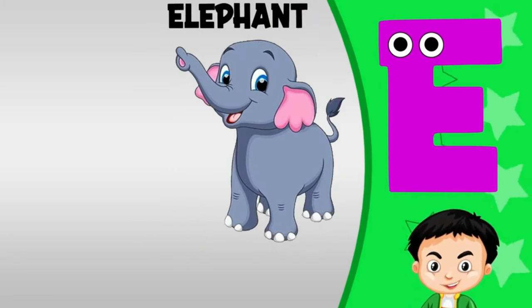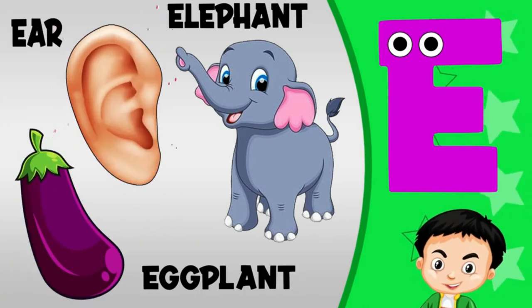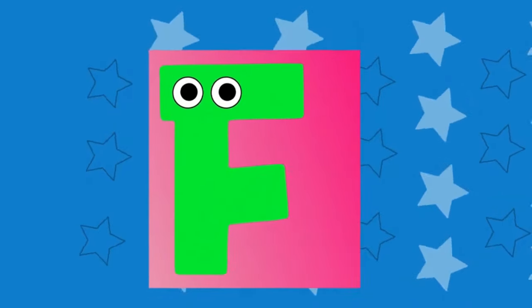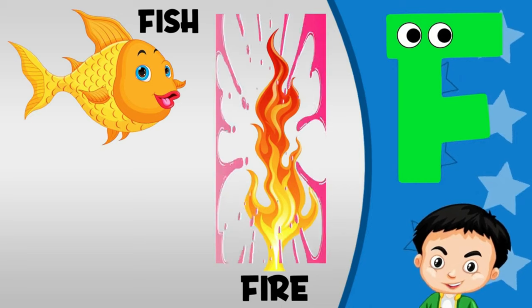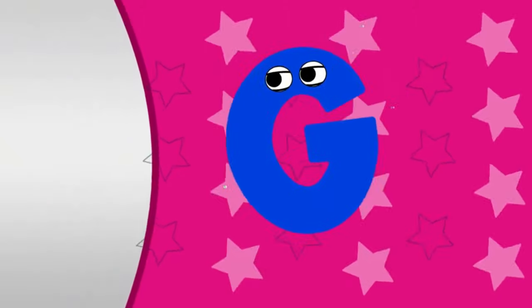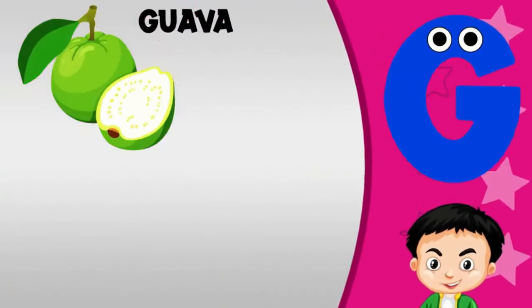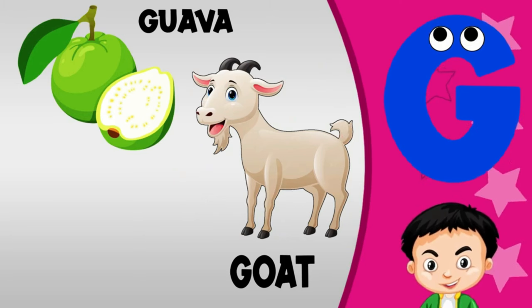E is for elephant. E is for eggplant. E is for ear. F is for fish. F is for fire. F is for fork. G is for boa. G is for goat. G is for guitar.